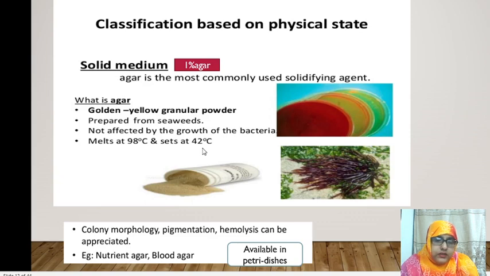Alright. Colony morphology, you can see here pigmentation, hemolysis can be appreciated. All these methods are performed. Cell morphology is checked by using this type of media. Pigmentation is checked by using this type of media. Hemolysis is checked by this media. For example, nutrient agar, blood agar, mostly available in petri dishes.